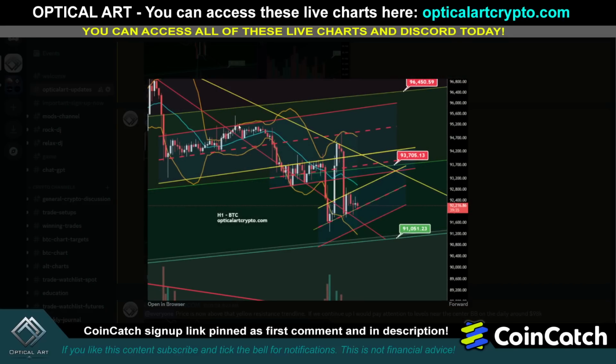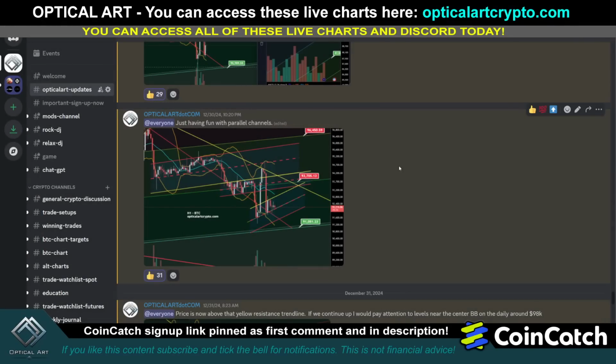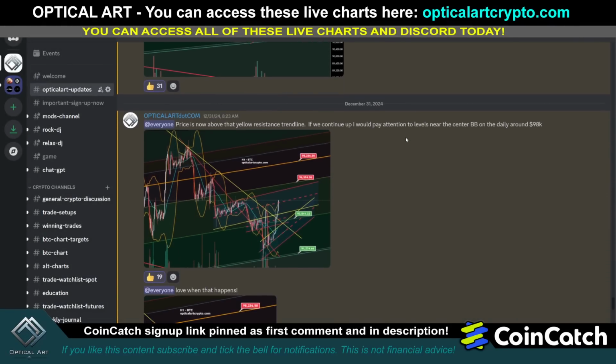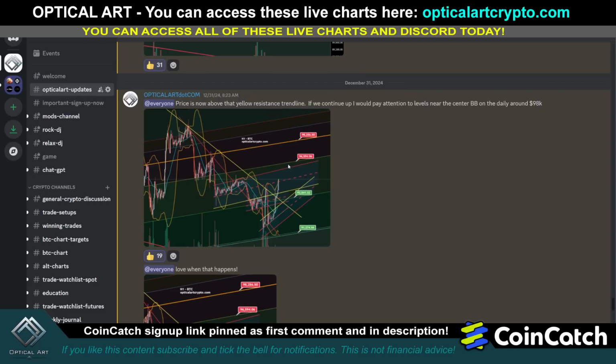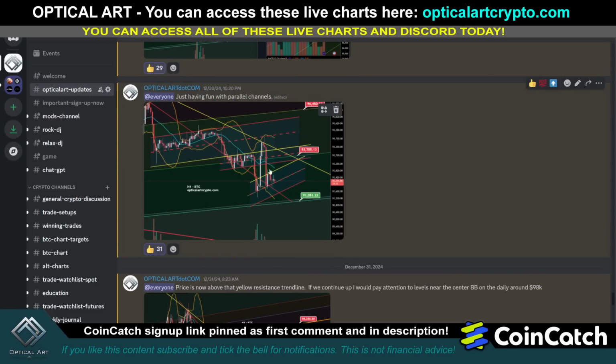What I did was I took that parallel channel, the yellow line was here, I pulled it down, but that still gives you that point in the center, but it also gives you other points to play. And I'll explain this in Coincatch when I show you how this works. But we pushed up, and the price is now above that yellow resistance trend line. If we continue up, we're going to cover the central Bollinger Band of the daily. That's a target above. But notice right here, we got rejected.